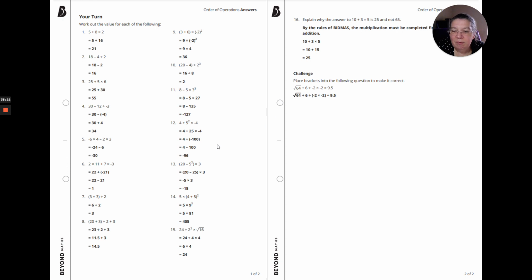Question 12. We've got indices and multiplication. So let's think about our BIDMAS. We do the indices first. So 5 squared is 25. Then the multiplication. So 25 times minus 4 is minus 100. Now we can do the adding. 4 plus minus 100. Well, a plus and minus gives us a minus. So it's 4 minus 100, which is minus 96.